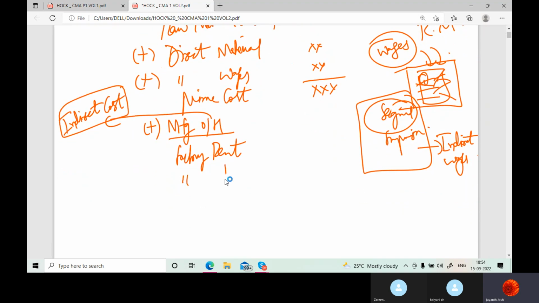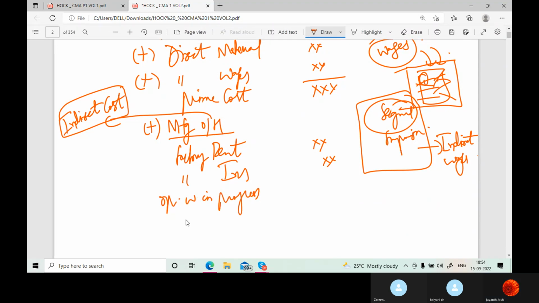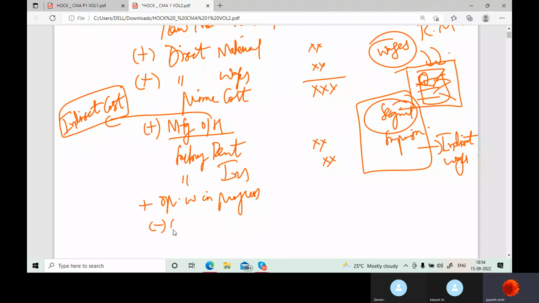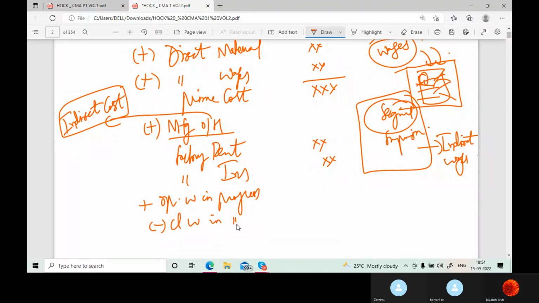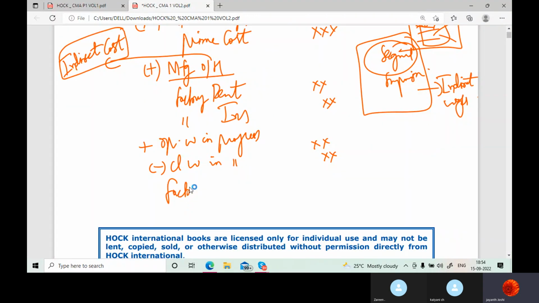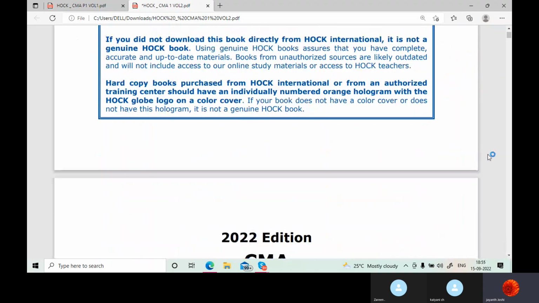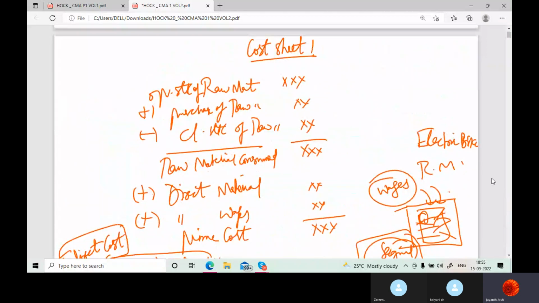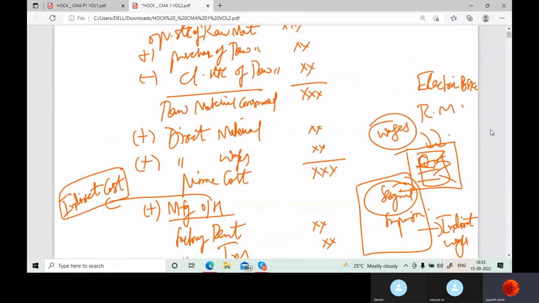So factory rent, factory insurance, I can give you a number of expenses, but I would not write all. Then you have opening work in progress. Then you have to subtract closing work in progress. Okay, and then you have factory cost or works cost. Then you have to add all the rest. You can make a note of this till here. I'll go ahead. Please make a note of this format fast.